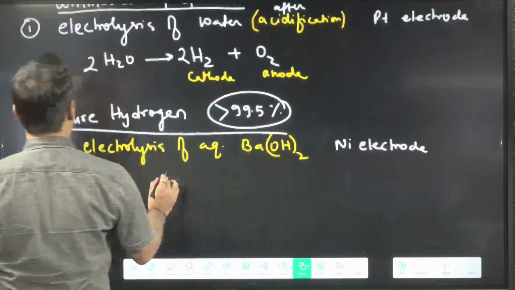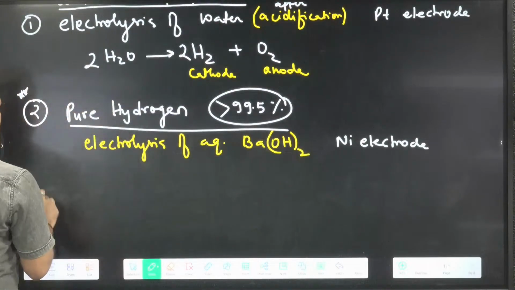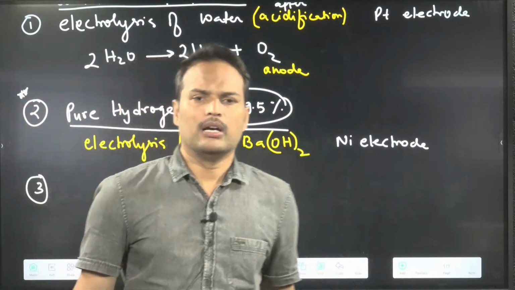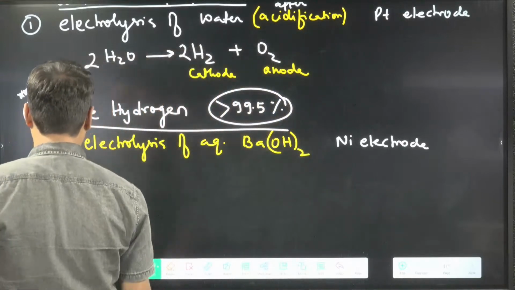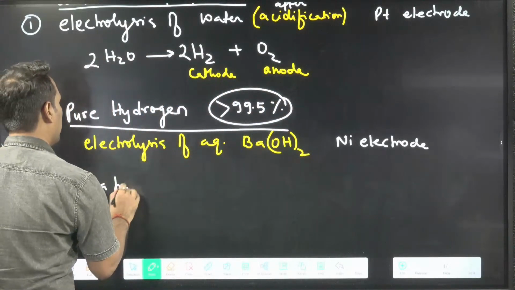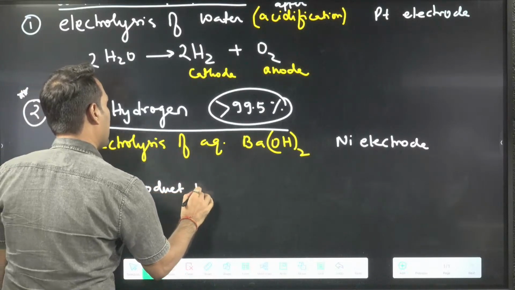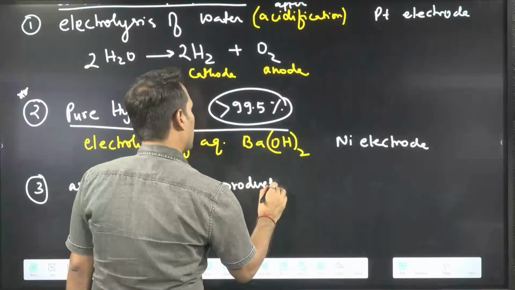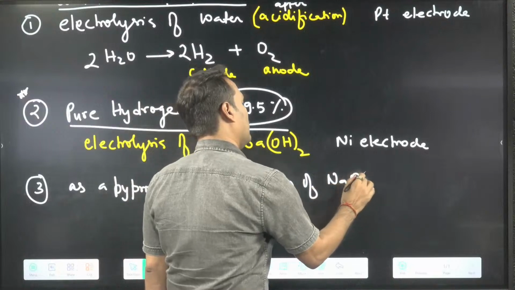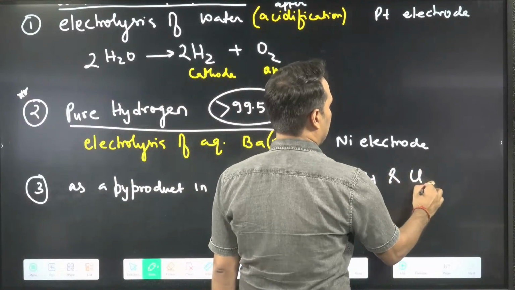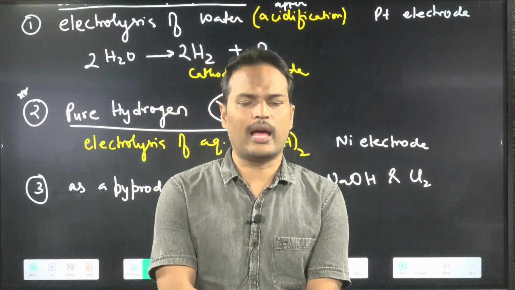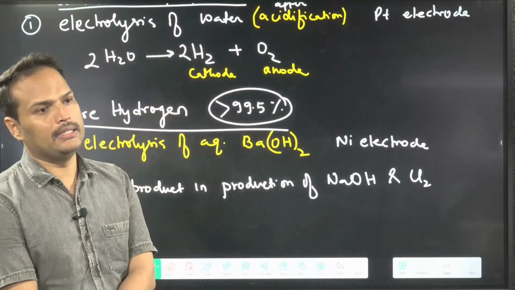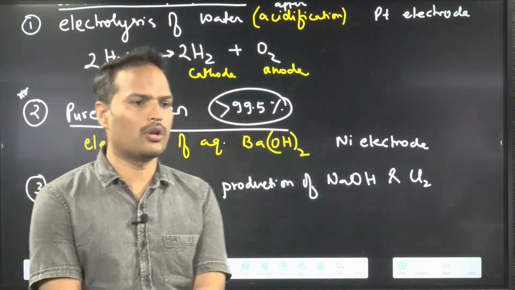Done? So you will have to tell this. Then they will say, now this reaction is present in multiple places. You remember electrolysis of brine as a byproduct, in production of NaOH and Cl2. NaOH and Cl2 can be produced by electrolysis of brine. Okay, brine is what? Concentrated solution of NaCl.